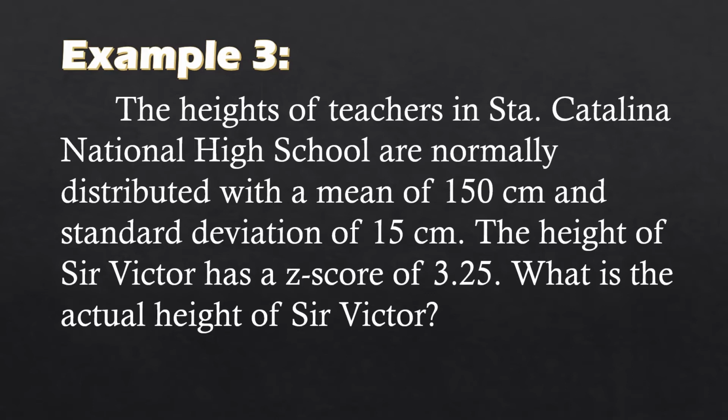So in this problem, we are not going to find the z-score because it's already given, which is the z-score of the height of Sir Victor, equal to 3.25. So what is the actual height that has a conversion of z-score 3.25? That is what we are going to find out.